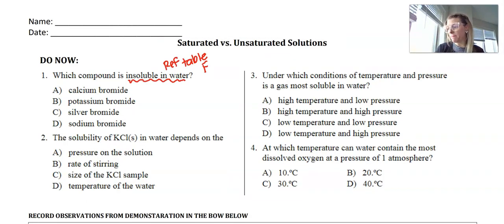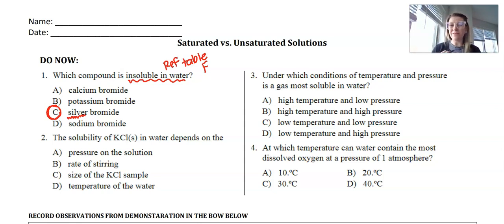So let's go ahead and pop back over. Looking here, calcium bromide, potassium bromide, silver bromide. So that is our exception, our silver ions. So therefore it's insoluble.